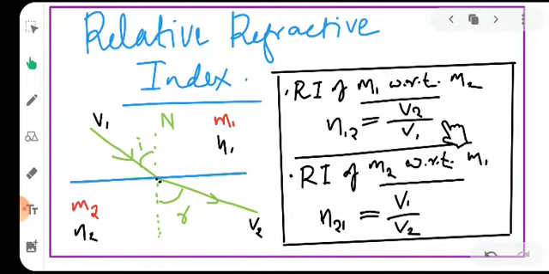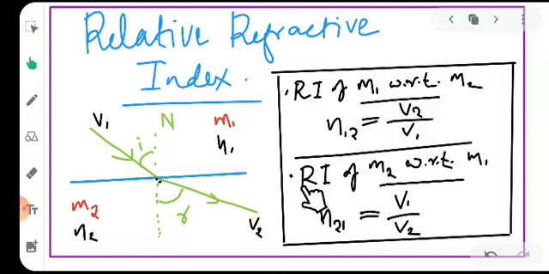So if you are going to measure the relative refractive index of material 1 with respect to material 2, then you will have to do this ratio, where the velocity of light in material 2 comes in the numerator, and the velocity in the material whose refractive index you are going to measure should have its velocity in the denominator.